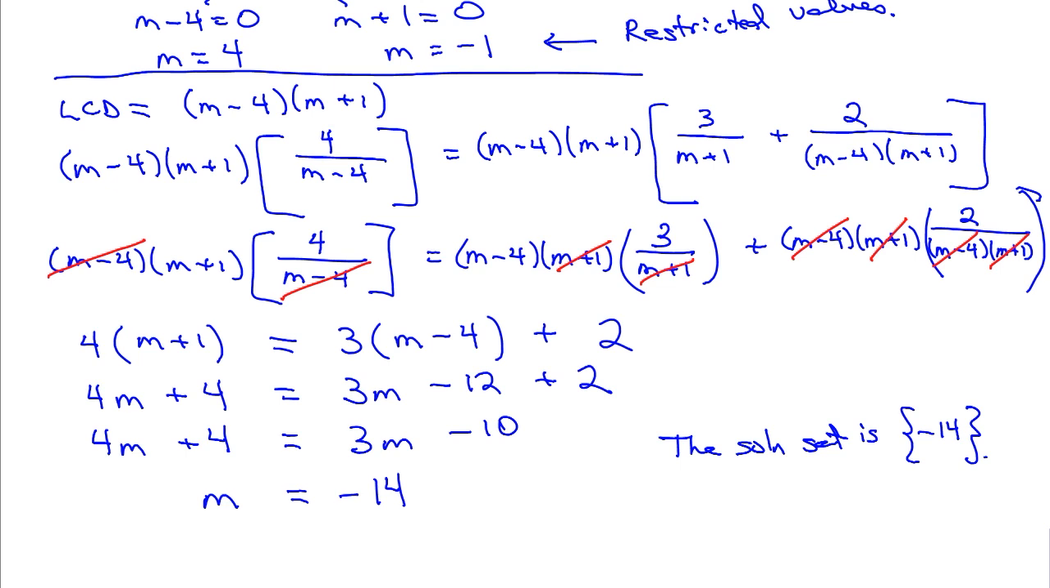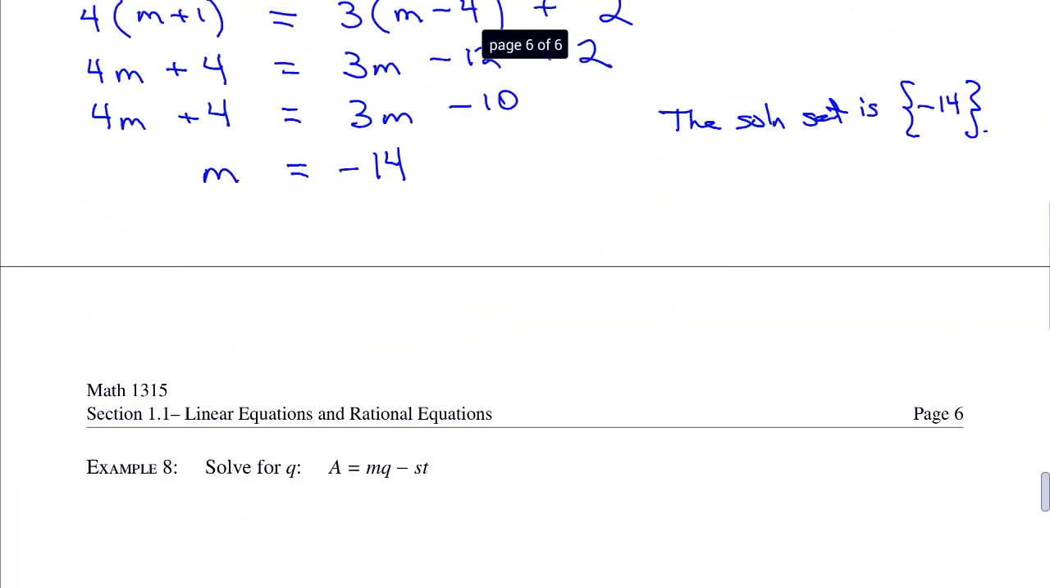Let's look at example 8 on the next page. We want to solve for Q, and the equation is A equals MQ minus ST. This is an important type of problem because many times you'll have a formula, whether it's a geometric formula or a formula from physics, and you need to solve for one of the variables in the middle. This is where this skill would come into play.